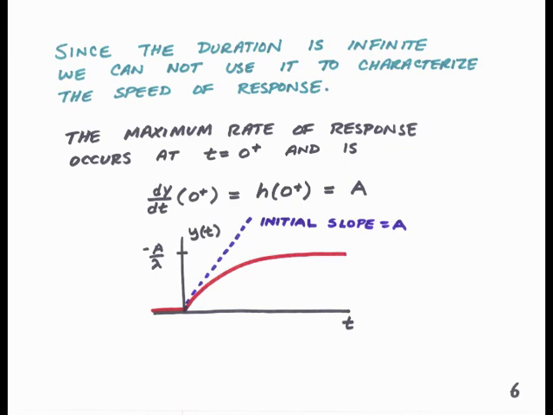Before, when we dealt with h of t being a pulse, we saw that the time to fully respond was the duration of the pulse. But now we're dealing with an infinite impulse response system. So we cannot use the duration to try to characterize how quickly the system responds.